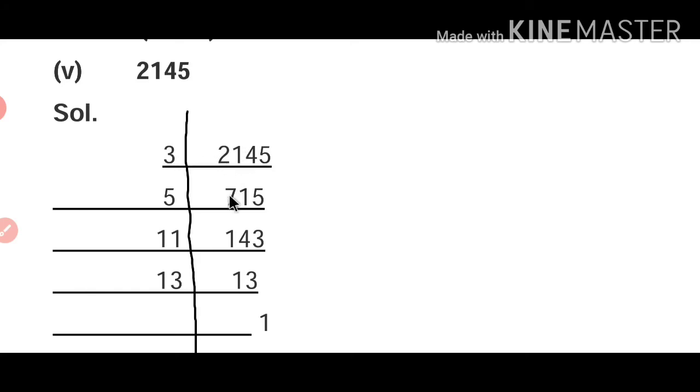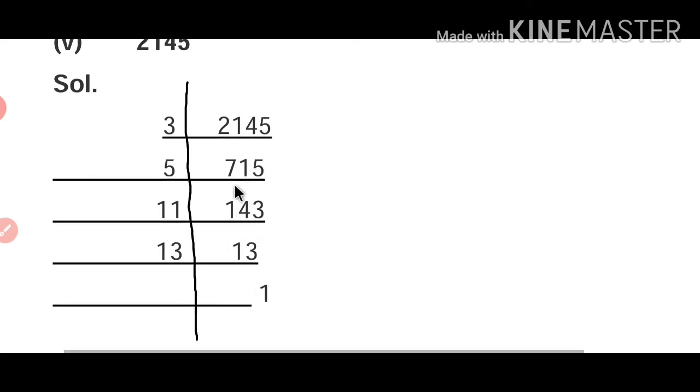So 3 7s are 21, 3 1s are 3, 4 minus 3, 1 is left, it means 3 5s are 15. Now 715 is not divisible by 3, so we will check by 5. And how many times? 5 1s are 5. So 7 minus 5, 2, so 21. So again 5 4s are 20. So 21 minus 20, 1 is left, and 5 3s are 15.